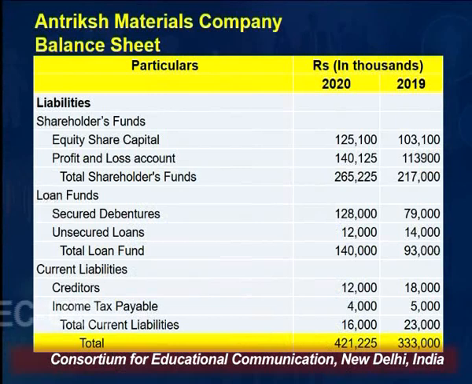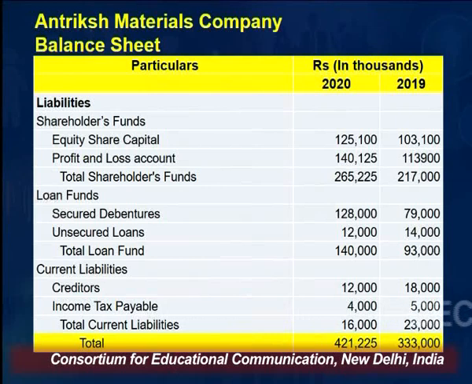2020. If you look at the liability side of the company, they have shareholders' fund comprising of equity share capital and their surplus, which is indicated by the profit and loss account. The value of profit for both the periods is given, that is the balance of profit and loss account, and eventually they are reporting total shareholders' fund. And under loan funds, they have secured debentures, unsecured loans, leading to the total loan fund.